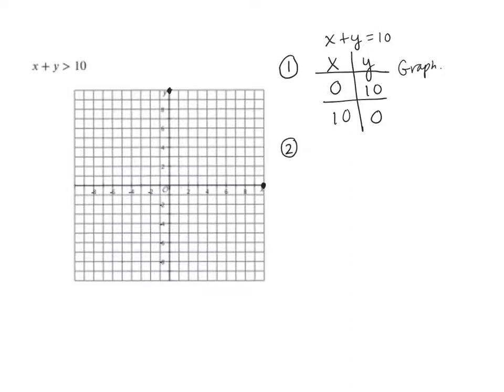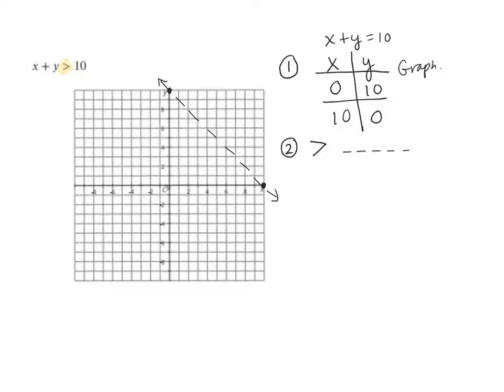My second step is to look at the inequality. So this inequality is a greater than sign. Because it's a greater than sign, we're going to have a dashed line. This is because we're not including the values that are on that line. So if I were to plug in a point that's on this line, that's going to make the inequality false.